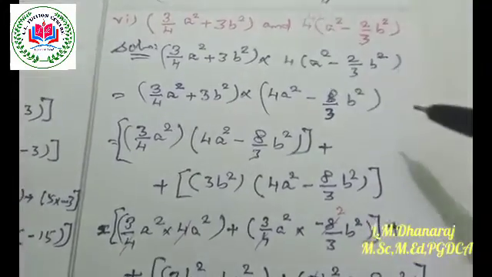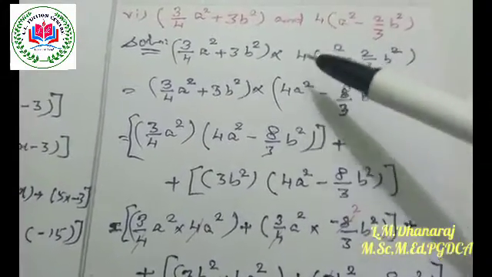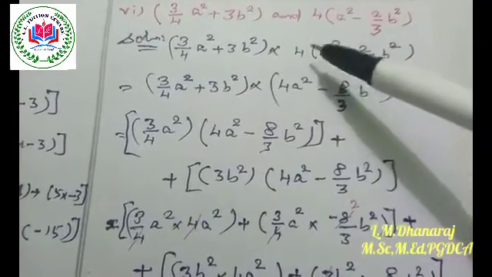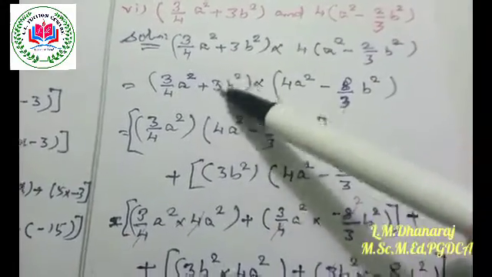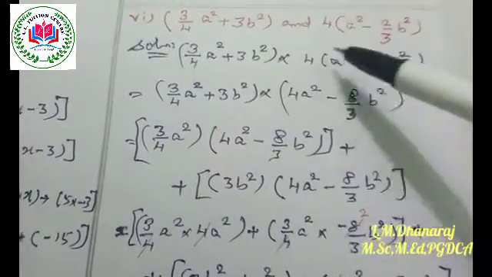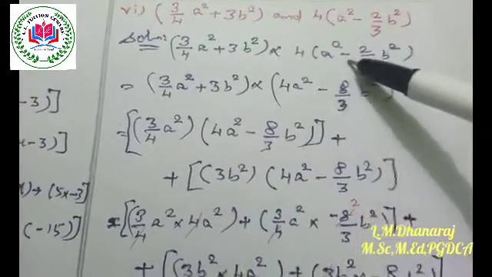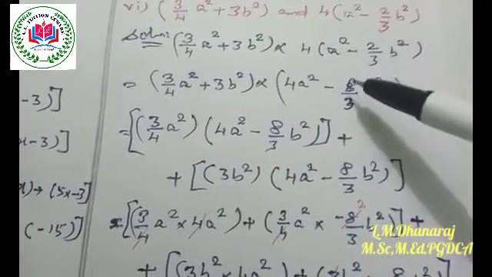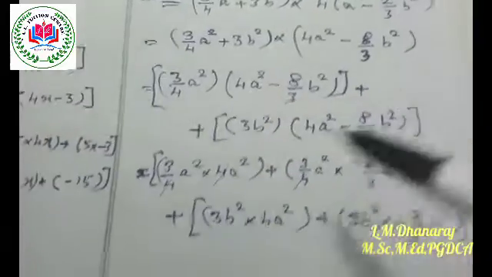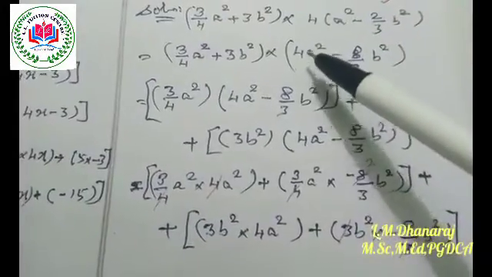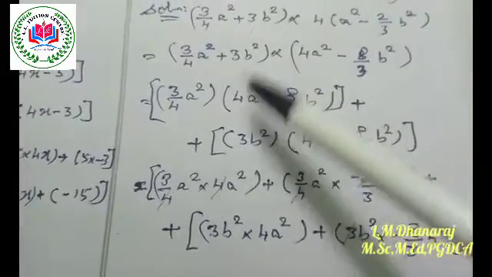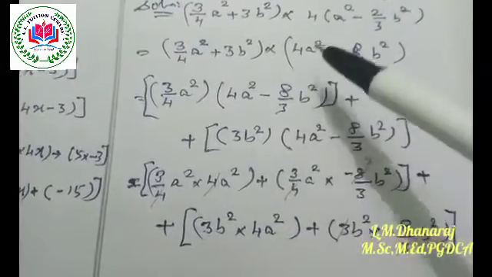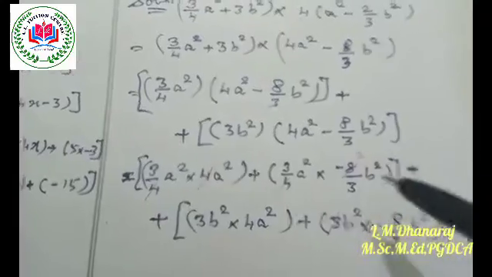by 3B square. So first what we have to do, we have to multiply the 4 to the two terms of the first expression, 3 by 4A square plus 3B square into 4 into A square is 4A square minus 4 into 2 by 3 is 8 by 3B square. Now we have to multiply 3 by 4A square into the second expression, 4A square minus 8 by 3B square, plus 3B square into 4A square minus 8 by 3B square.